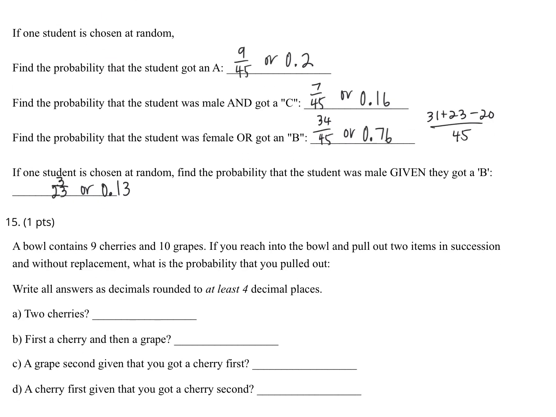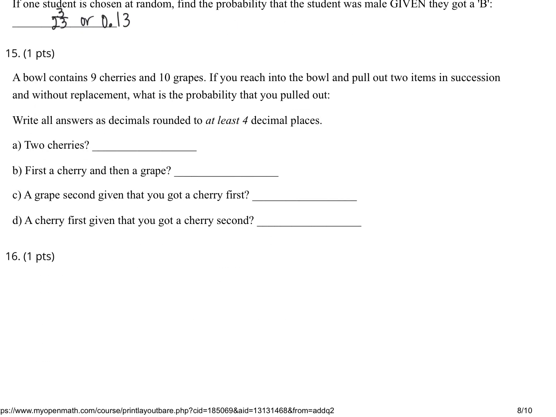Okay, 2 more to go. So number 15: a bowl contains 9 cherries and 10 grapes. If you reach into the bowl and pull out 2 items in succession and without replacement, what's the probability that you pulled out 2 cherries? You have 19 total fruits, so you have 9 cherries out of 19. So you have a 9 out of 19 chance of getting a cherry on your first pull.